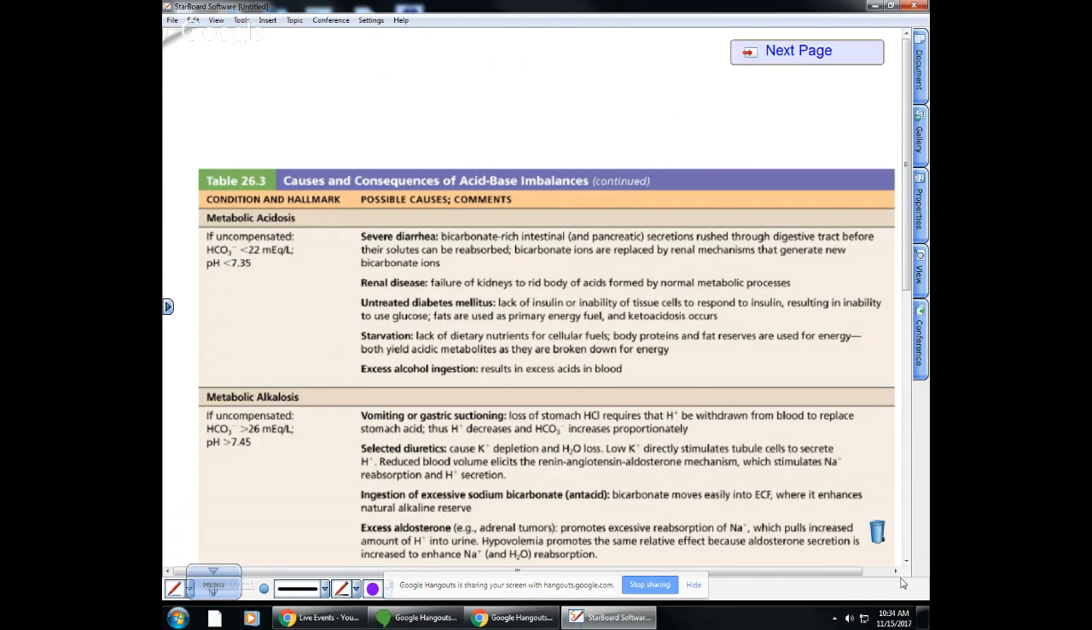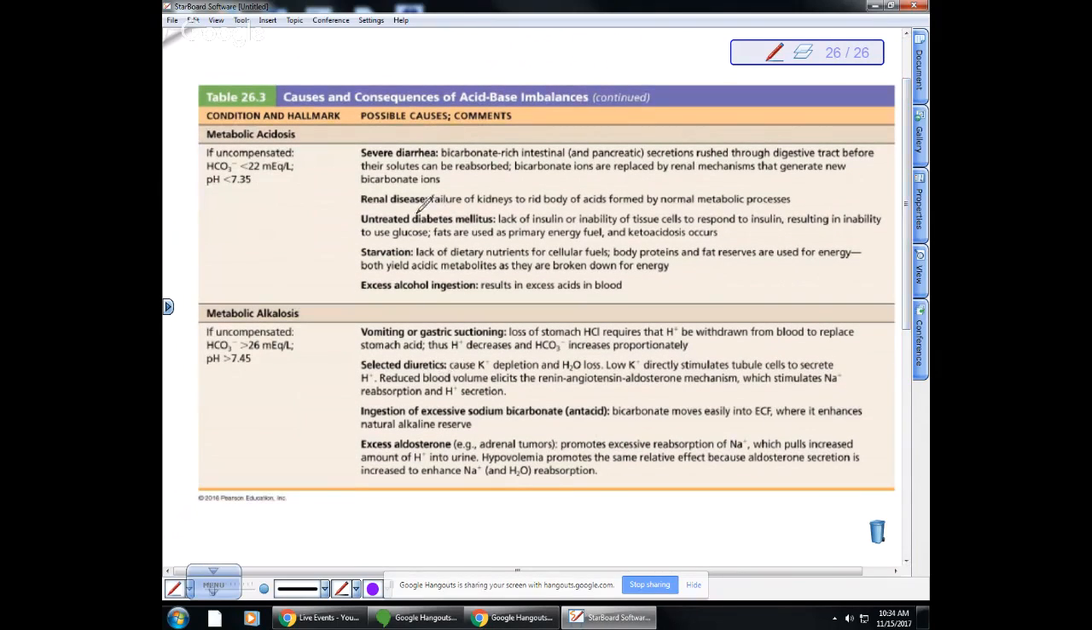Okay, so here they talk about the difference between metabolic acidosis and metabolic alkalosis. And then they also talk about, in your textbook, some of the effects that this has, which generally can be life-threatening if it's not treated and if it's not compensated for by the body. Okay, so that's the last slide for fluid and electrolyte balance.